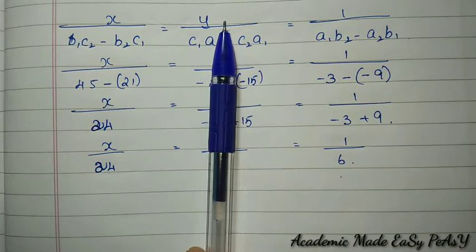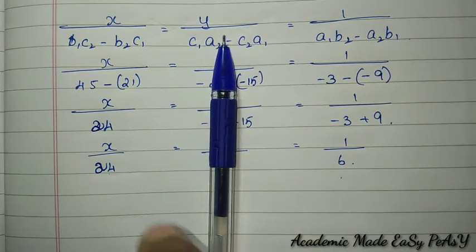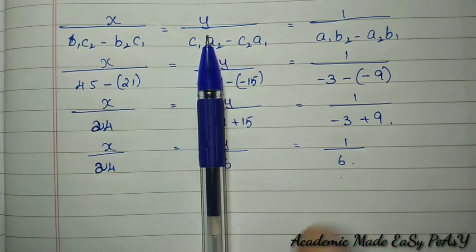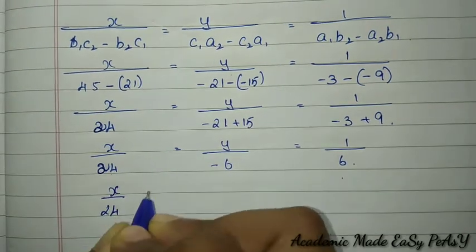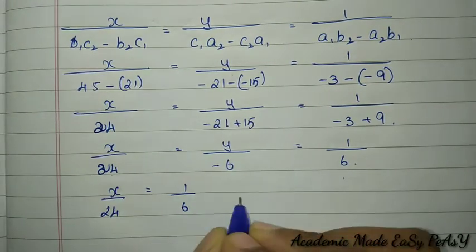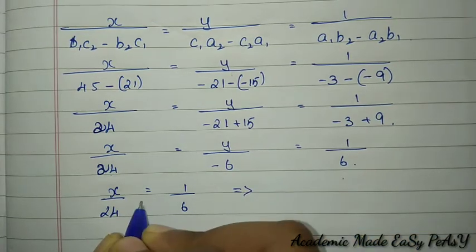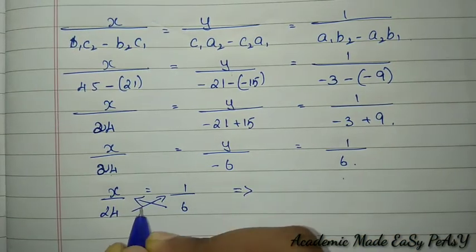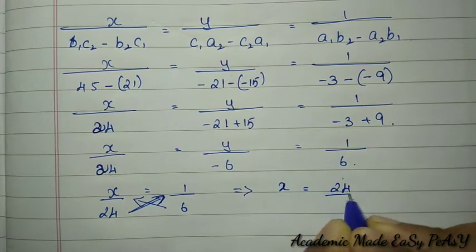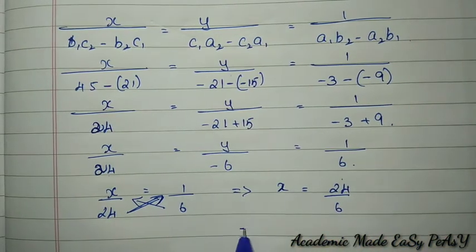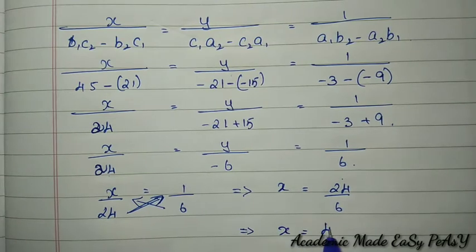No, so just I will be taking out this term. So what is remaining? X by 24 is equal to 1 by 6. So this implies, so now I will just cross multiply, no, or else just take this 24 this side. So x is equal to 24 divided by 6. So this implies x is equal to 4.